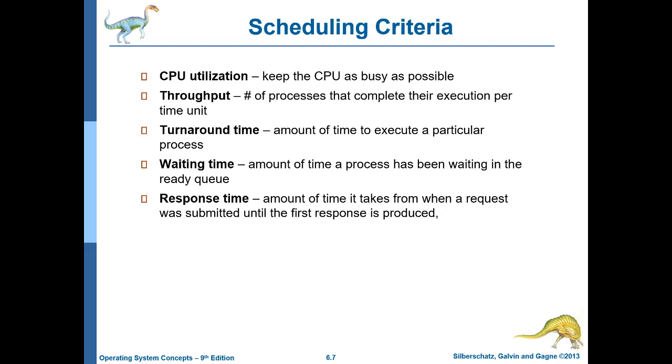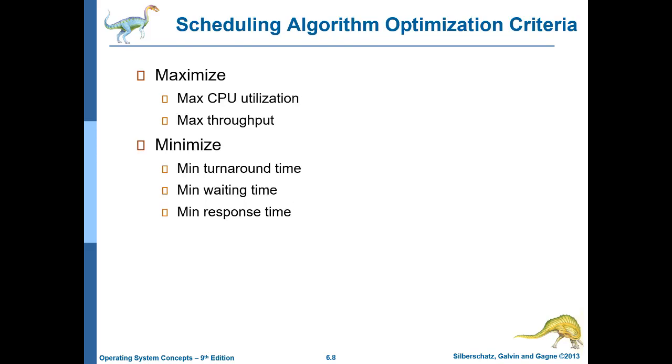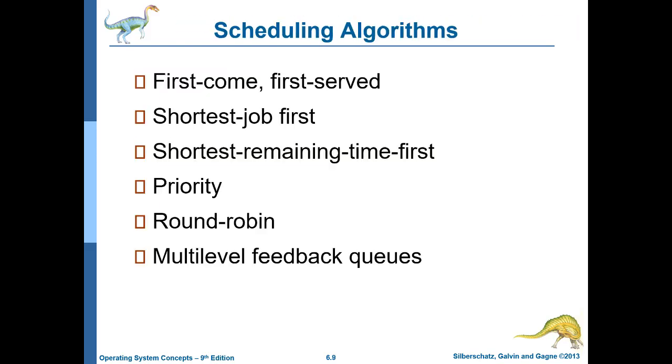Waiting time is how much time the process waits before its turn comes on the CPU. And response time is the time from when you start a new process until you get a response from the process, like when you click on the keyboard, let's say, or you see some screen from the process. So we need to minimize the last 3 criteria, and maximize the first 2 criteria.